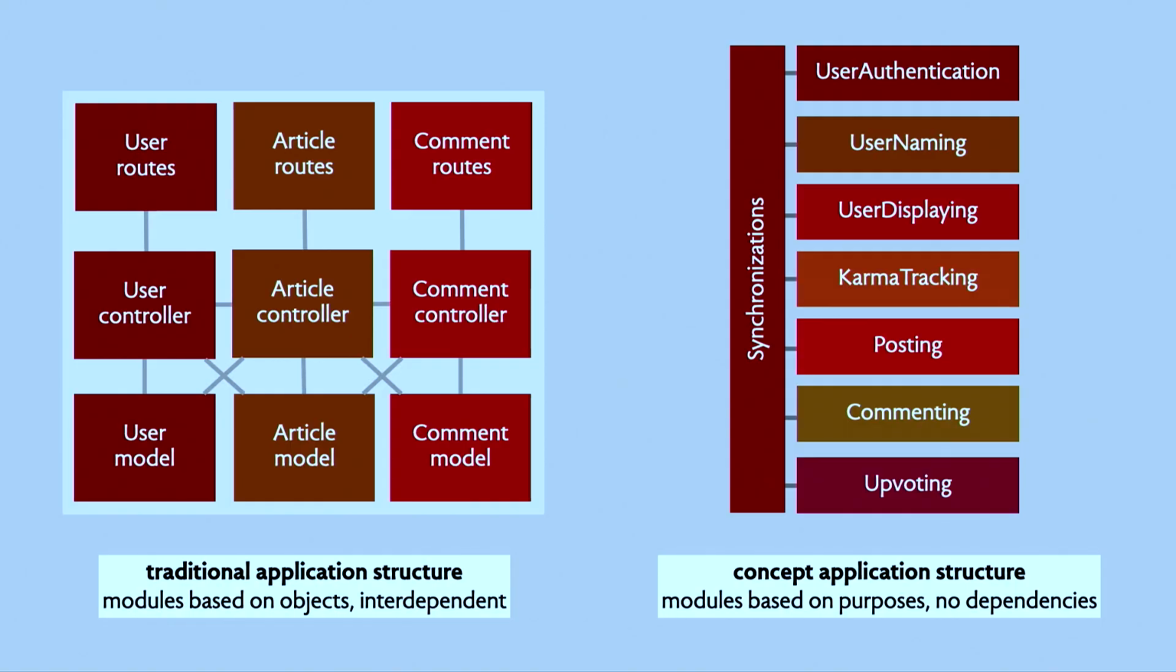There are no cross-dependencies at all. They are defined completely independently of one another, and they are composed into a system by what we call synchronizations, which essentially will say things like, maybe when a user gets an upvote on their post, they get a karma point. So that would basically connect the upvoting, the posting, and the karma by synchronizing those actions.